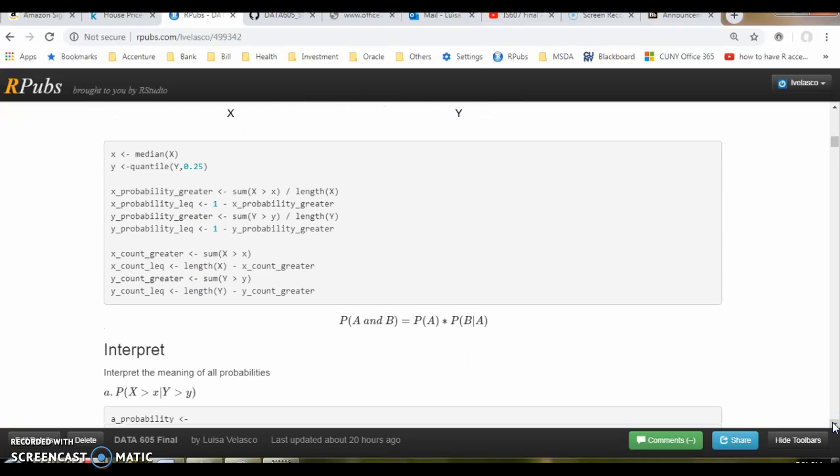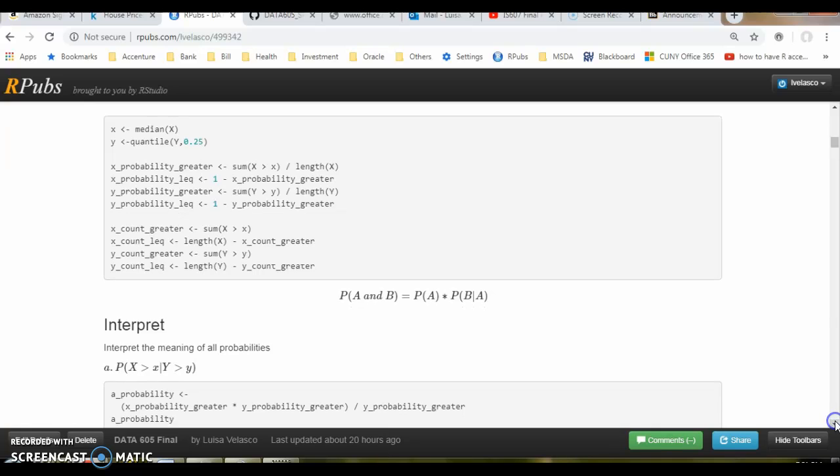And for the probabilities, we have a small x being the median of x and small y being the first quantile of y. I have set up a couple of variables to store the probabilities of greater than x and less than or equal to x, which is the median, and greater than y and less than or equal to y. So I also correspondingly set up a couple of variables for the count.